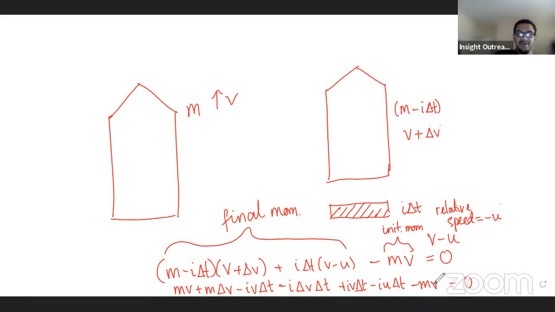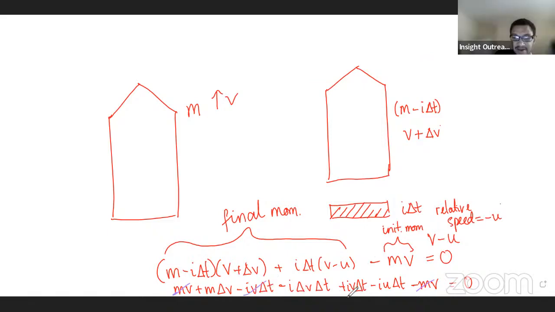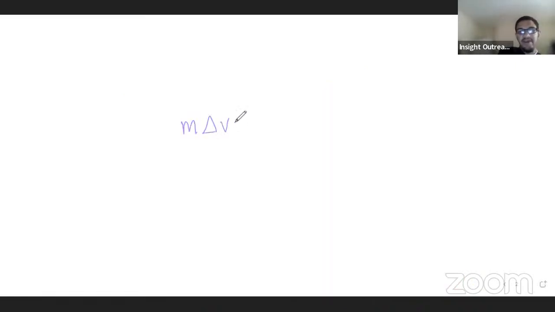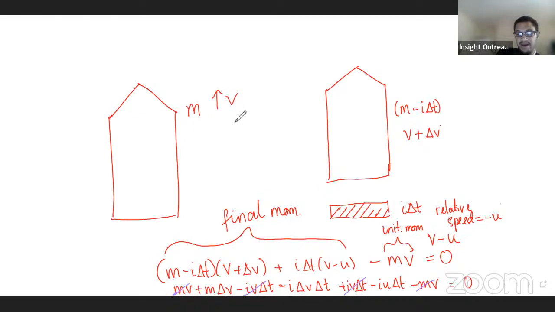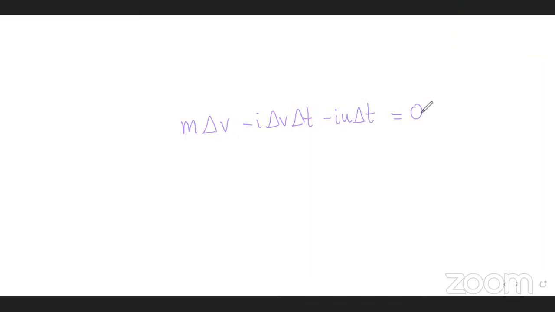mv cancels out. Anything else cancel out? I v delta t. So you should get left with m delta v minus I delta v delta t, then minus I u delta t, equal to 0. Yeah, that's what everyone got. Should be that.